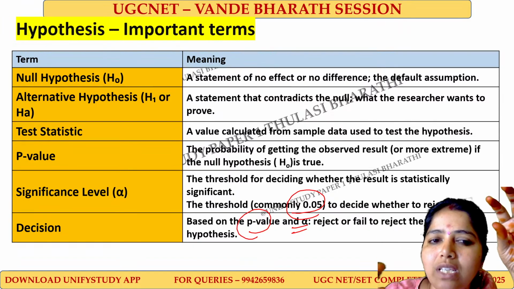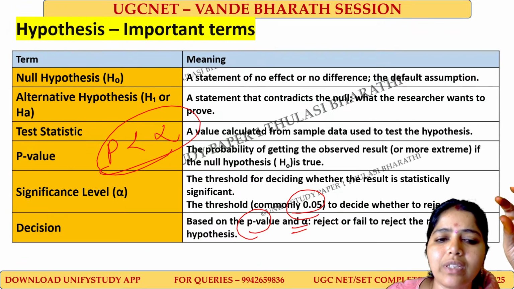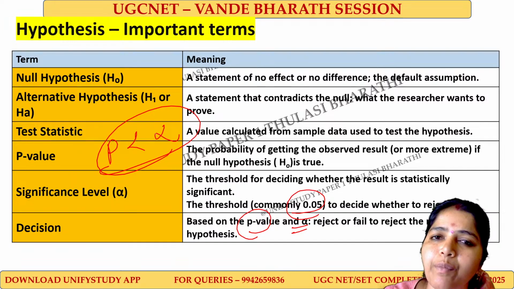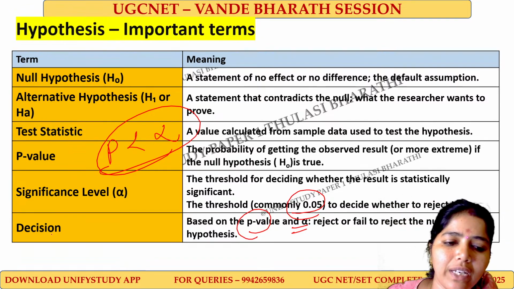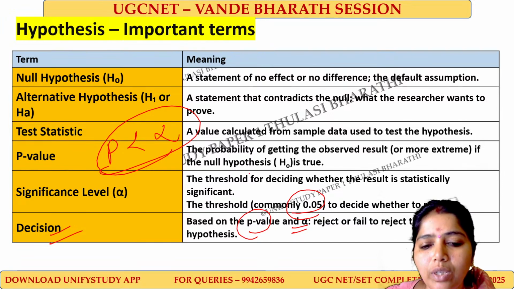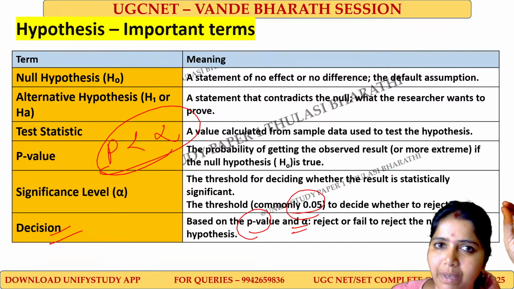Depending upon this only, we will be either accepting the null hypothesis or rejecting the null hypothesis. That's what is given here. Based on this only the decisions will be taken. Based on the p-value and the alpha, either rejecting or failing to reject the null hypothesis will be done.